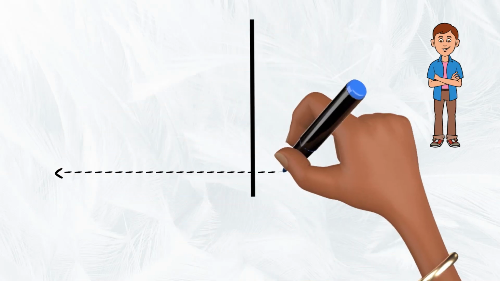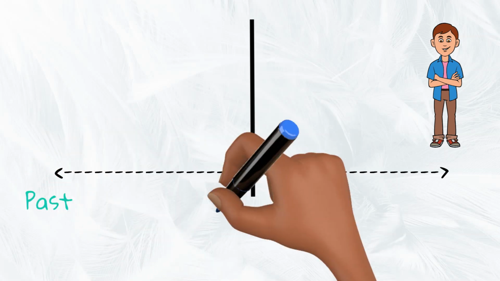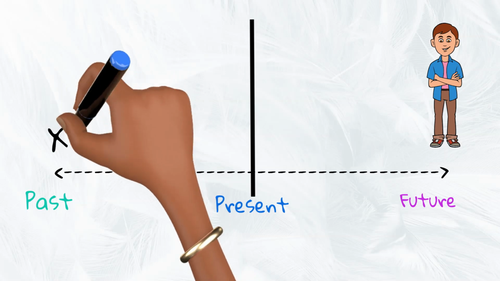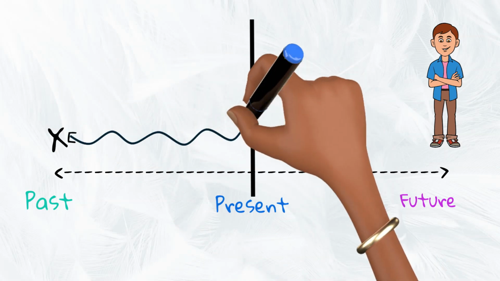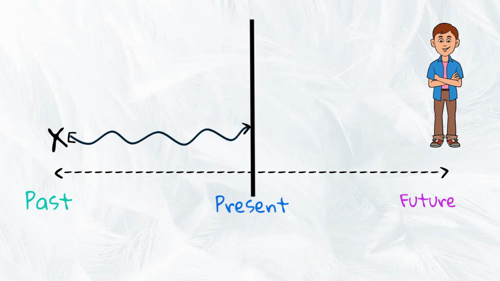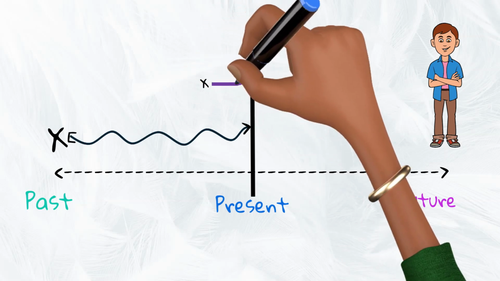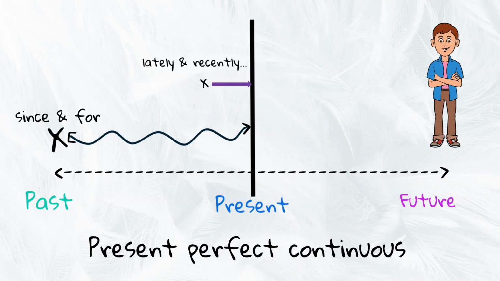That's it. Unlike the present perfect simple, the present perfect continuous has only two uses that fit in a timeline. Something that has started in the past but continues on into the present and probably into the future too. Or something that has developed recently, lately. Let's have a look at them in depth.